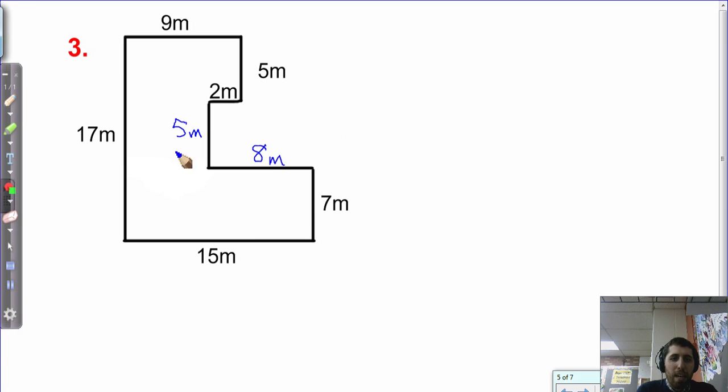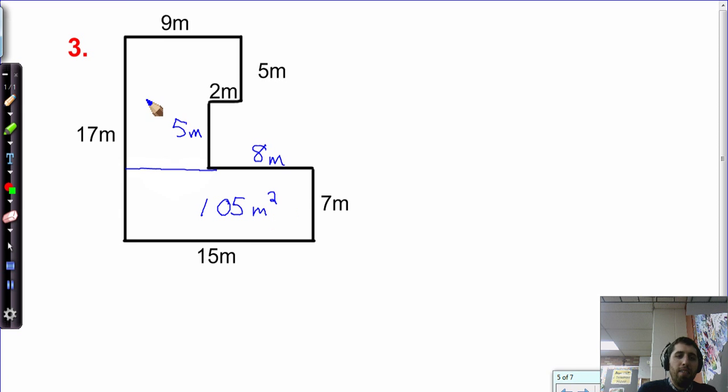So let's find this bottom section. The area of this bottom section has a length of 15 and a width of 7 meters. 15 times 7, we can do that mentally. There's a number of ways to do it. 7 times 5 is 35. Carry a 3. 7 times 1 is 7 plus 3 is 10. So that bottom section is 105 meters squared.